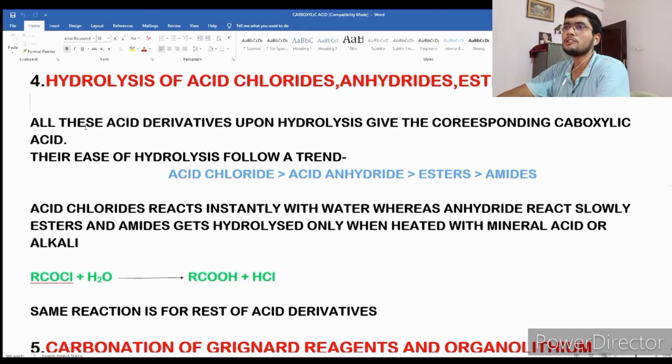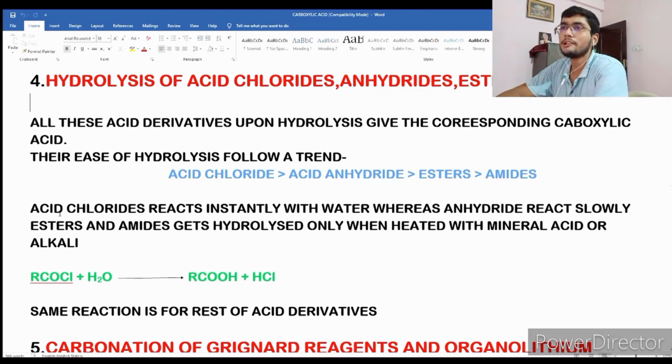So all these acid derivatives upon hydrolysis give the corresponding carboxylic acid, as I have already told you. Okay, their ease of hydrolysis follows a trend, as I have told that not all the derivatives have the same reactivity towards water. They follow a particular trend, and that trend has been written in the blue color. As you can see, acid chloride is the most reactive towards water, then comes the acid anhydride, and then comes the ester, and then comes amide. In fact, the acid chloride and acid anhydride react with plain water. Okay, acid chlorides react instantly and acid anhydrides react slowly, but to hydrolyze ester and amide we have to use either a mineral acid or a base. So these points should be kept in mind.